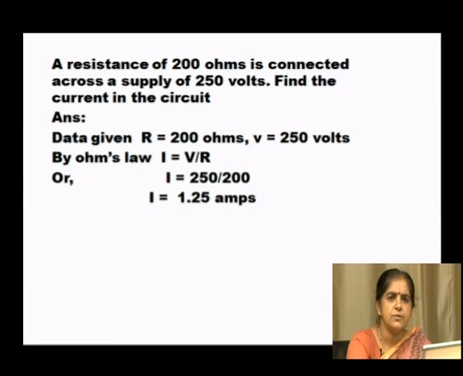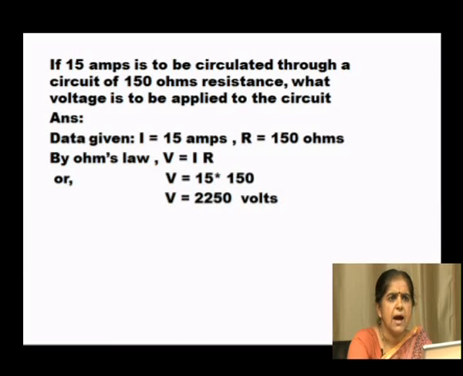If R and V are known, then by using Ohm's law, it is possible to find the current in the circuit, and try to understand this fact, that is the unit of current is amps, unit of resistance is ohms, as well as the unit of voltage is equal to volts. And let us look into another problem.